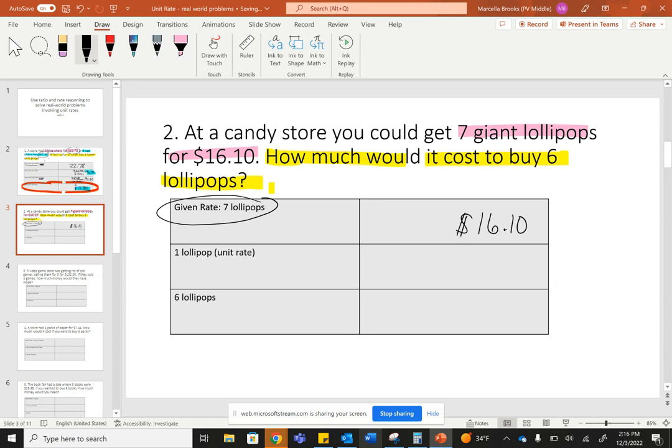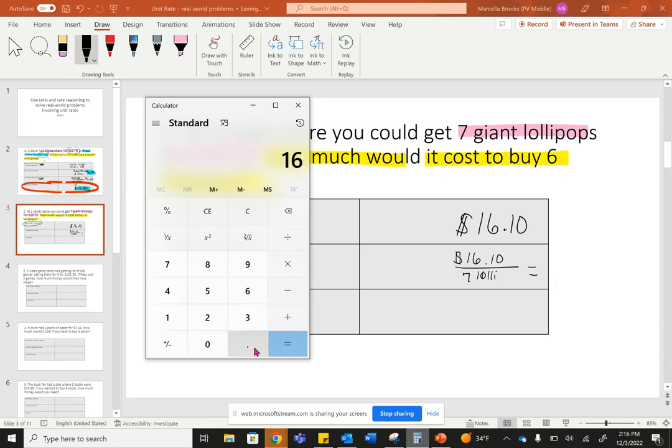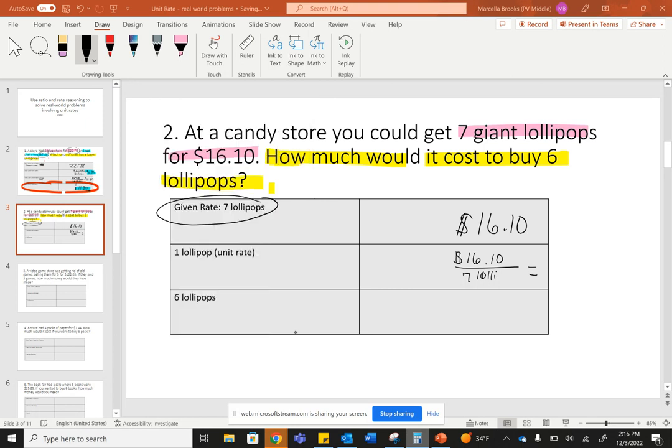$16.10. So first we need to find out how much 1 lollipop costs. So let's do 16.10 divided by 7, because you get 7 lollies. I'm going to call them lollies. Okay, so 16.10 divided by 7 is 2.3. So it's going to be $2.30 per lollipop.